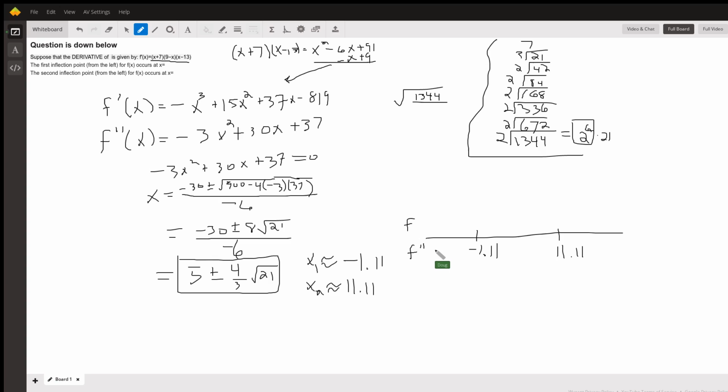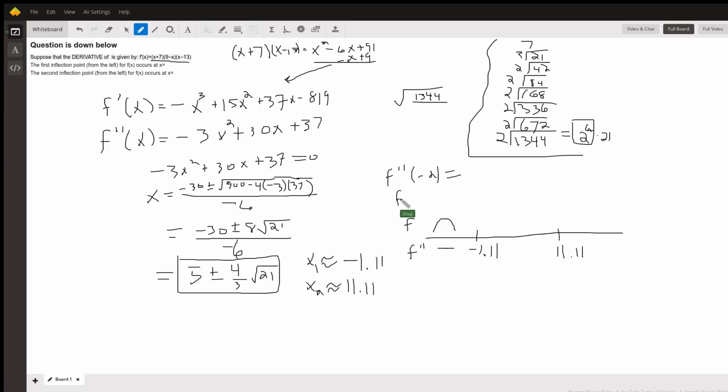find out what the sign of the second derivative is. So we pick a test number. A number to the left of negative 1.11, for example, would be negative 2. So what's f double prime of negative 2? Well, if I put negative 2 into the second derivative, I'll get negative 3 times 4 is 12 minus 60 plus 36. That's a negative number. That's all we care about. And when the second derivative is negative, I think frown face, the original function is concave down.